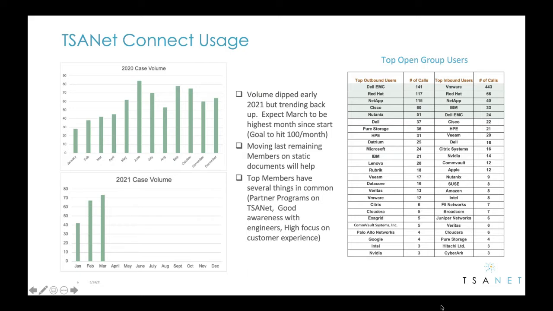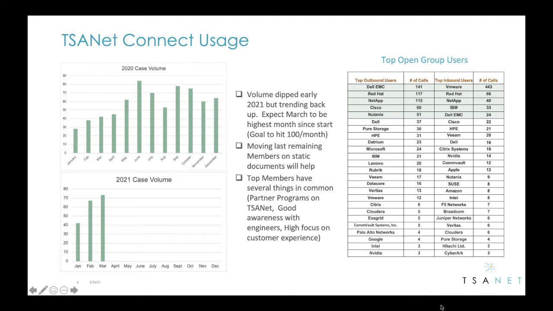As far as some of the things that we're doing to increase the volume, one of the things I've been talking about in the previous updates is removing the remaining members that are still on static documents. And we've been making great progress on that. I would say middle of 2020, we still had a couple dozen members that were still on static process documents. Now we're down to 4. And I think we'll be exiting this half with only 1 or 2. So we're really getting to the point where we have 100% of members on the TSANet Connect method.